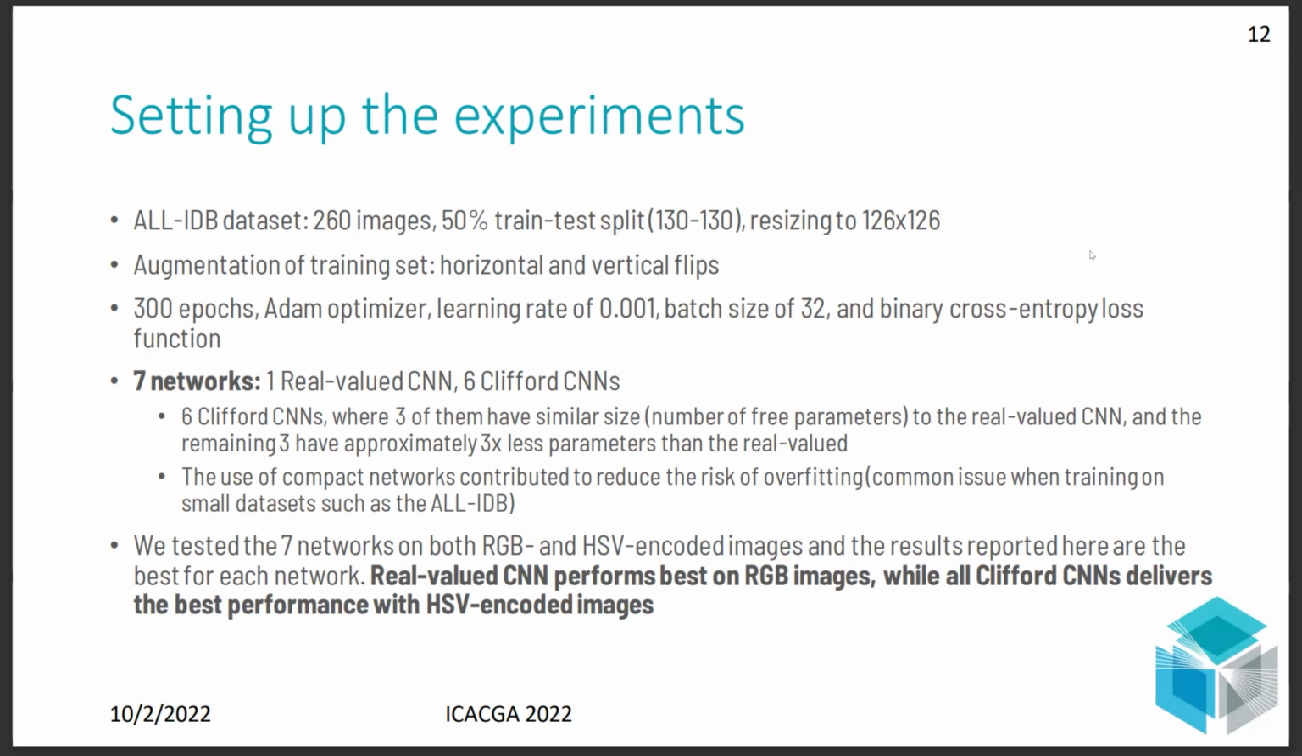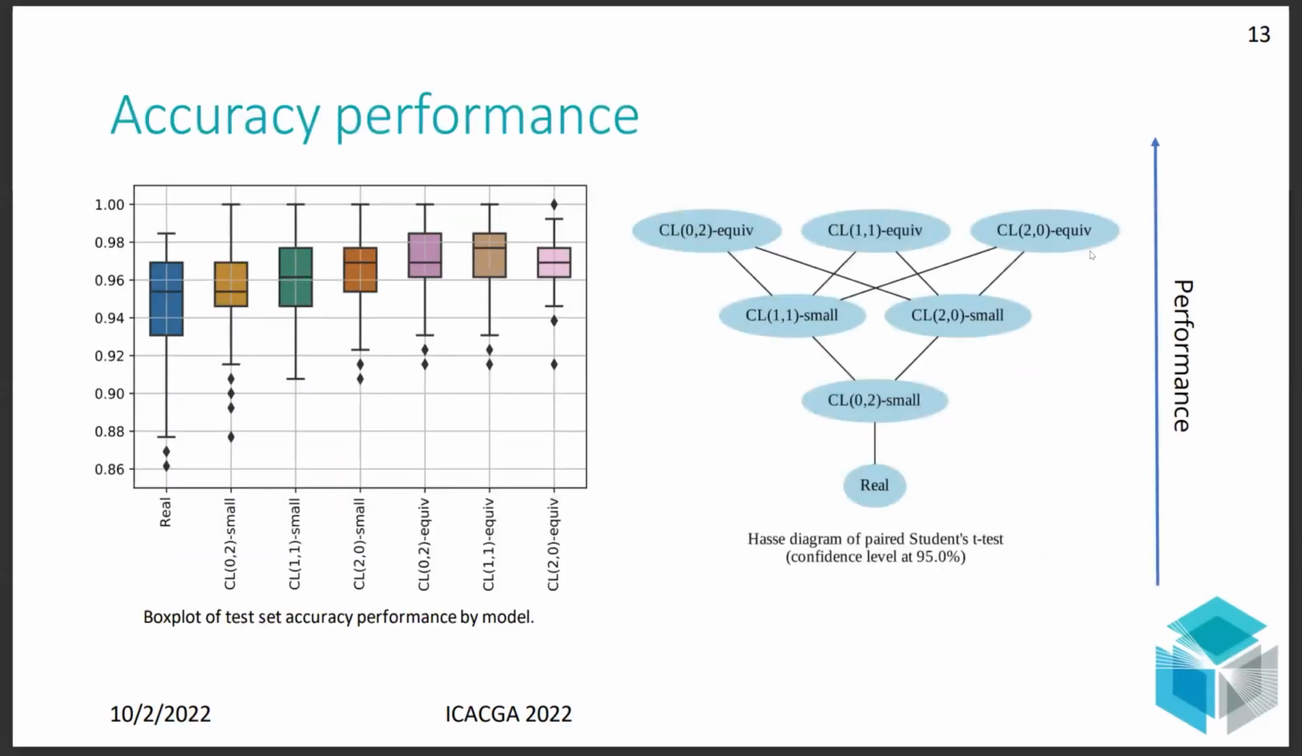Another important point related to the encoding is that the real-valued CNNs performed best on RGB images, while the Clifford algebras performed best on HSV encoded images. So here are just two charts to illustrate that. As you can see, the Clifford algebras perform slightly better, between 2 and 4%. And this might seem very small, but it makes a huge difference when you're dealing with diagnosis.